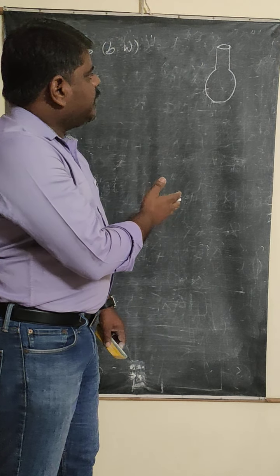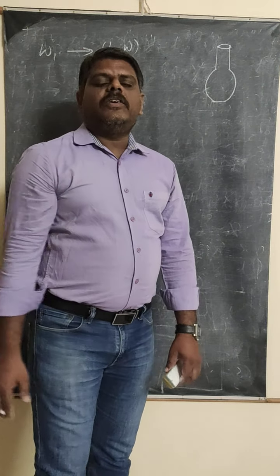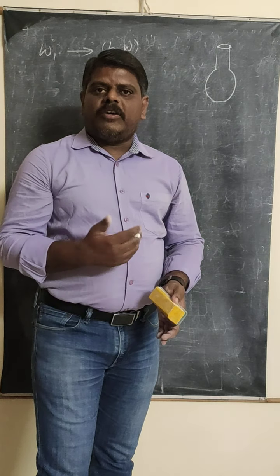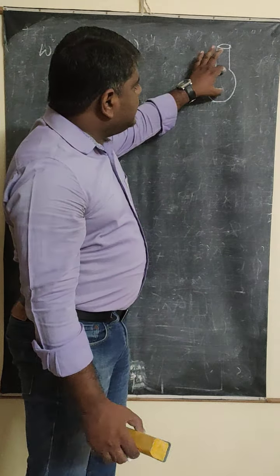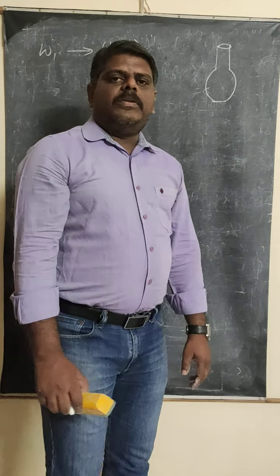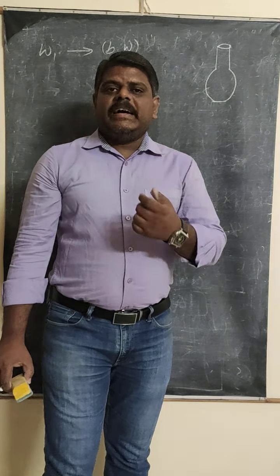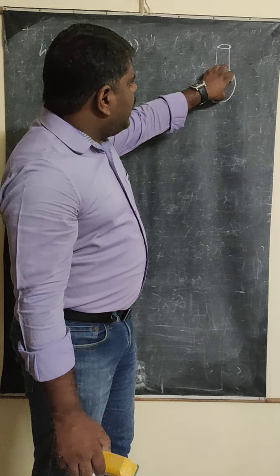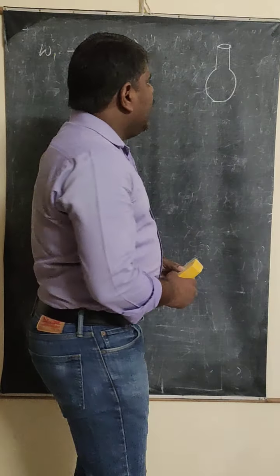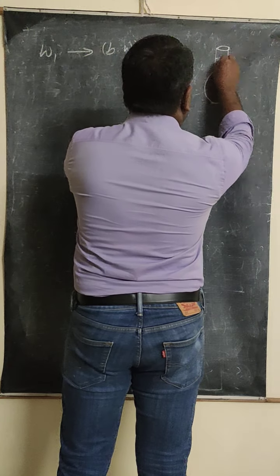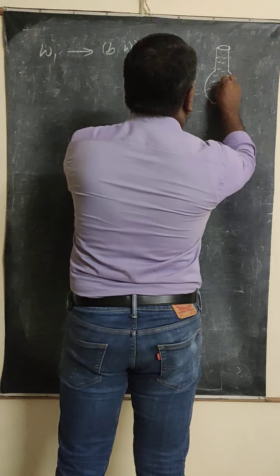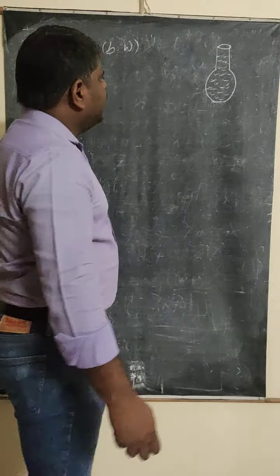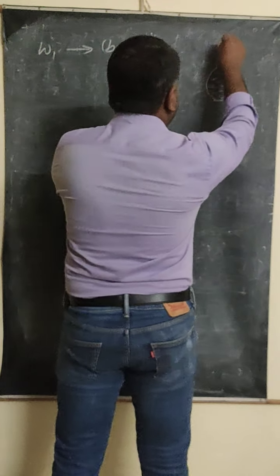In the second stage, you are going to fill this specific gravity bottle with a liquid, the one for which you want to find out the coefficient of apparent expansion. For example, if you want to find the apparent expansion of oil, then that oil will be filled in this specific gravity bottle. We are going to fill it completely with the liquid.